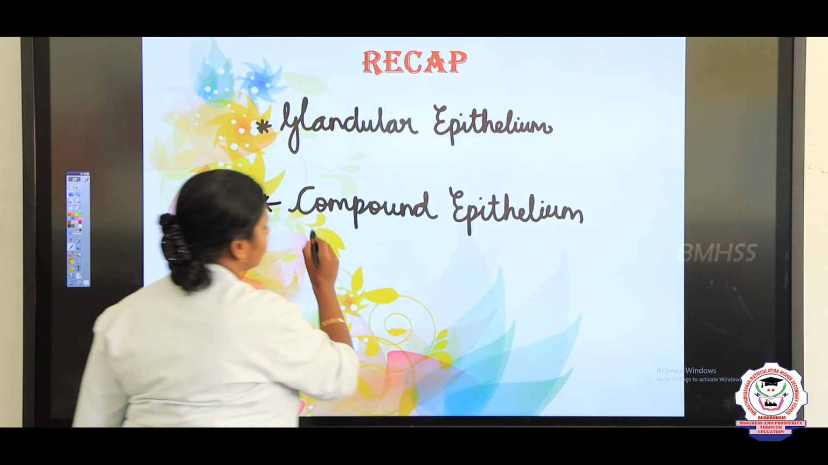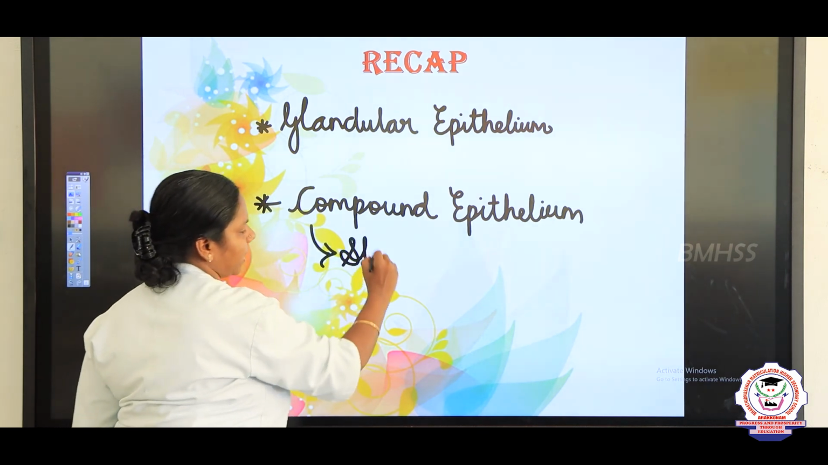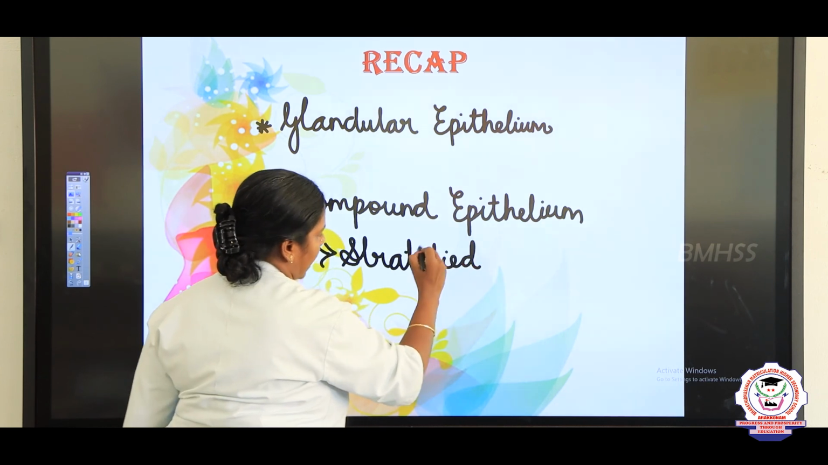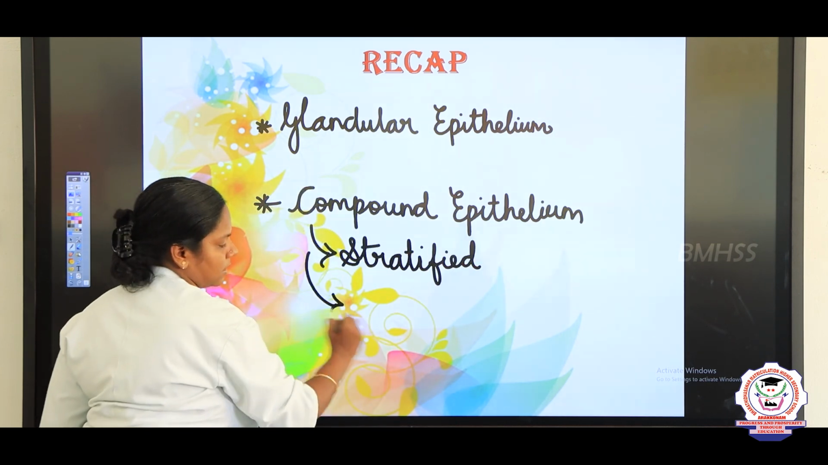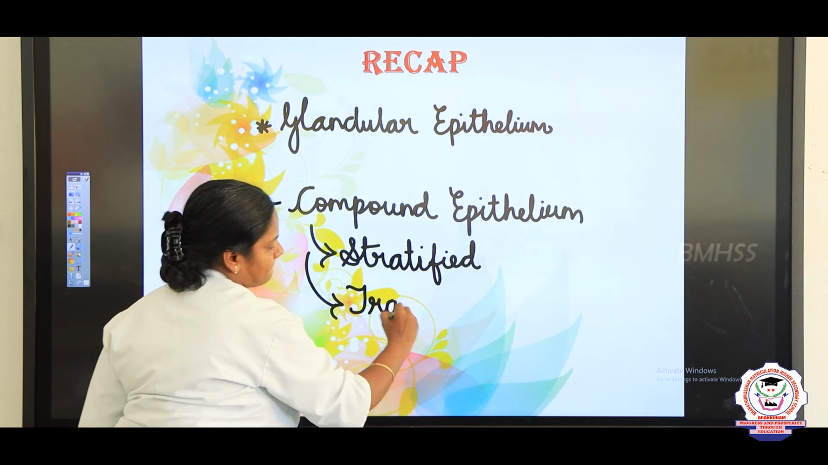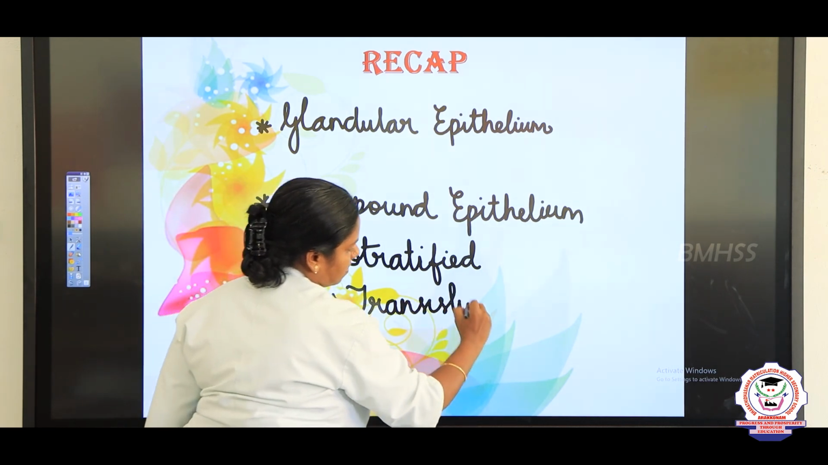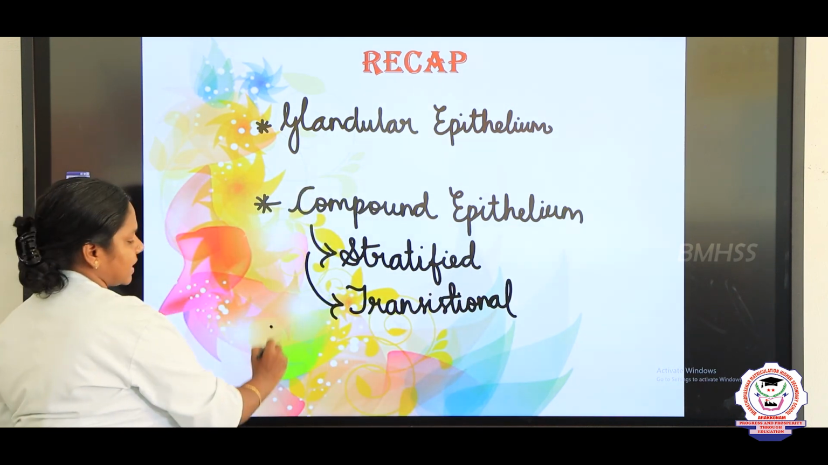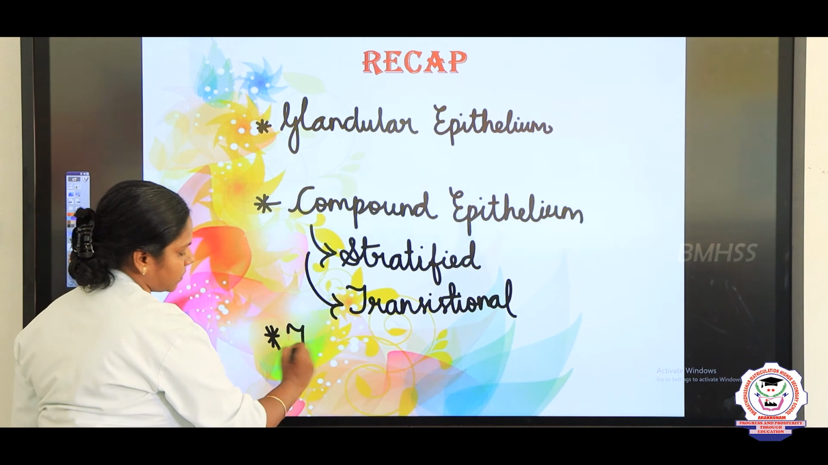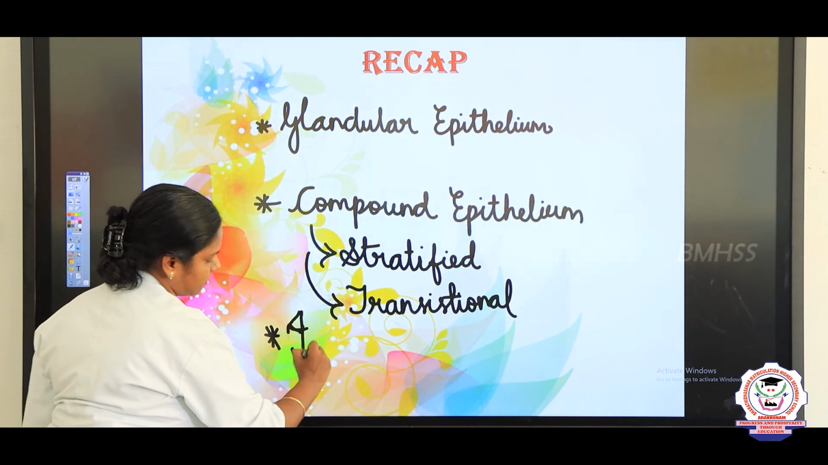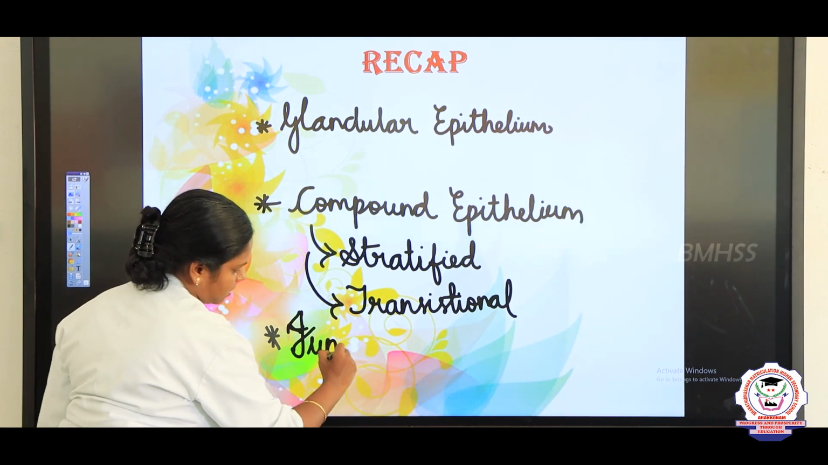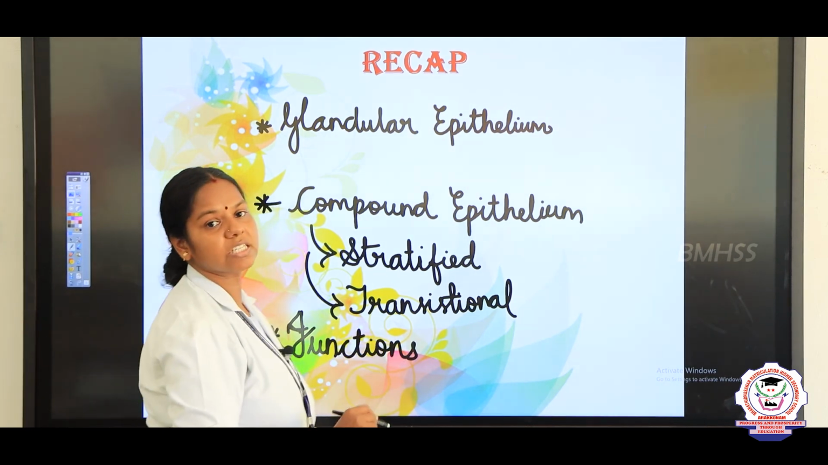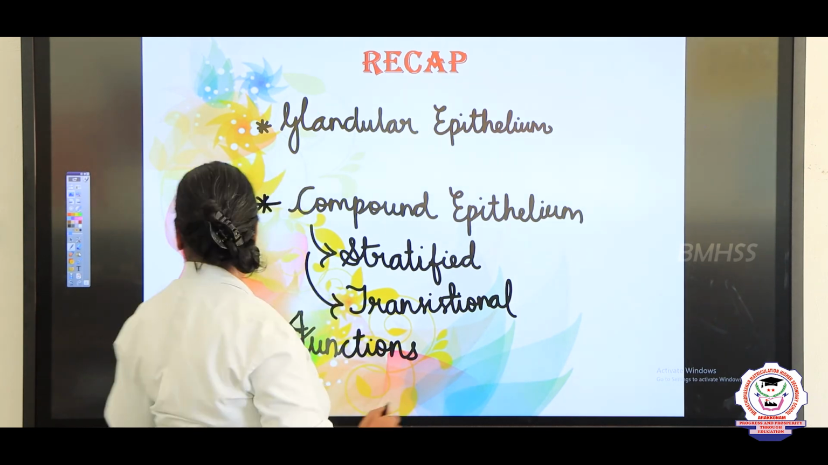For example, there are two types. One we studied as stratified, and the other one is transitional. Next we discussed what are all the junctions. That is gap junctions, tight junctions and adhering junctions.